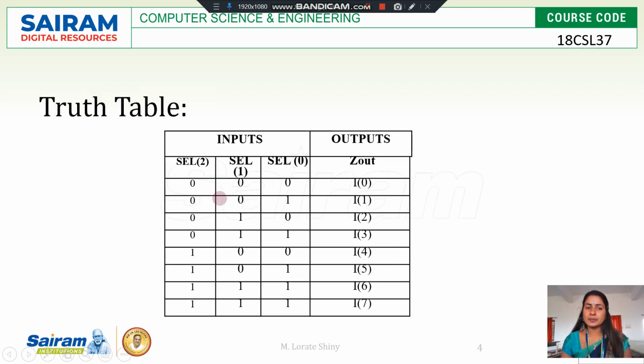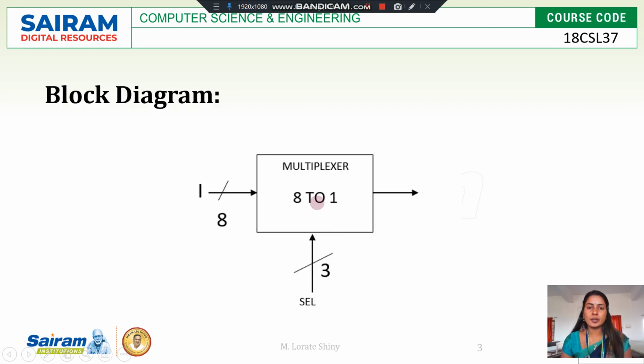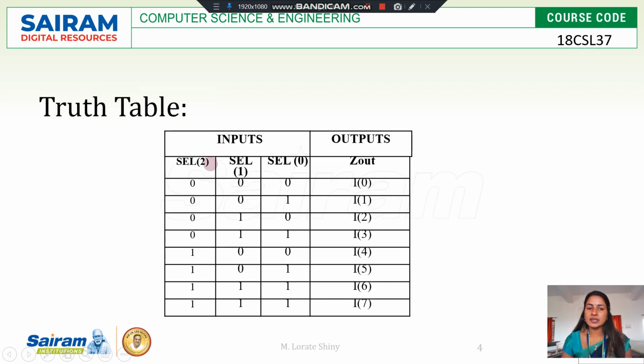Okay, truth table. Actually, the logic behind this multiplexer is that any one of the inputs will be steered to the output side using the selection inputs. So selection inputs are used to select any one of the input data to the output side. See the selection inputs. If the selection inputs are 0, 0, 0, then I0 will be selected and steered to the output side. If I0 is 0, 0 is our multiplexer output. If I0 is 1, 1 is the multiplexer output.